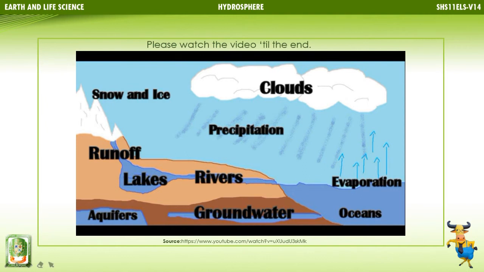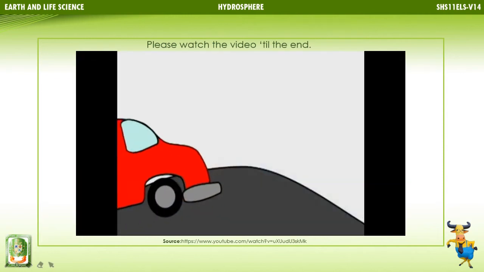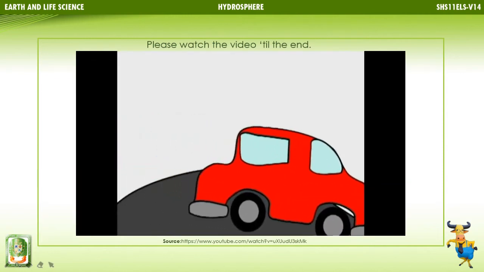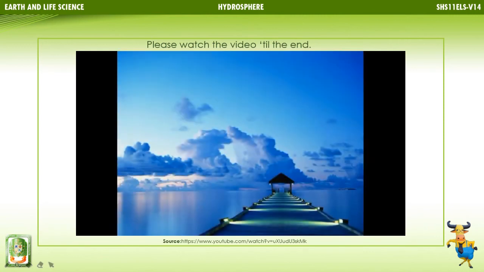This cycle will repeat any number of times until the Earth ends, or there is no longer any water to repeat this cycle with. Our next topic is the percentages of water. 70% of all Earth is covered in water.